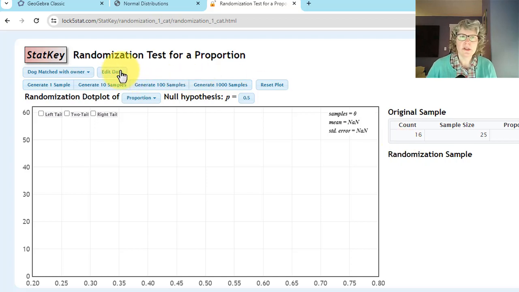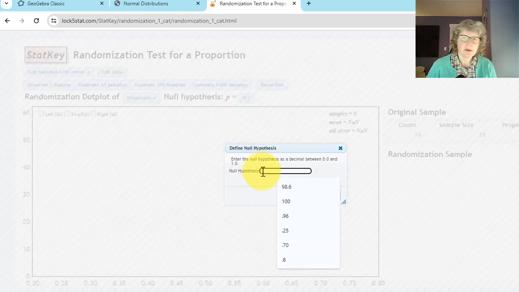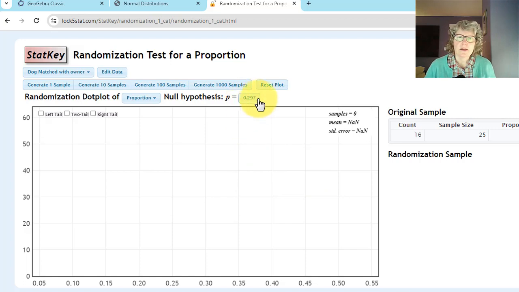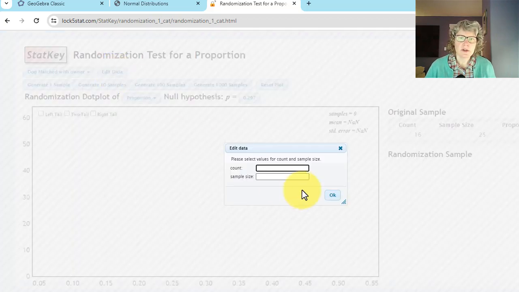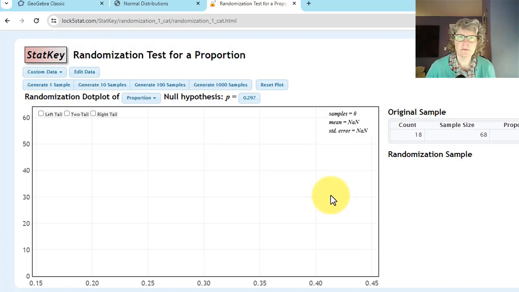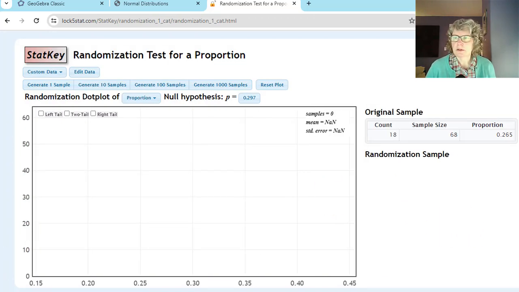And so there are two things we need to edit. We need to edit our null value and our p-hat, essentially. So I'm going to put our null value of 0.297 in here. And then that will be the center of our distribution, and then I need to put in our sample, which was 18 out of 68. So 18 and 68. And let me make this just a little narrower so you can see it.